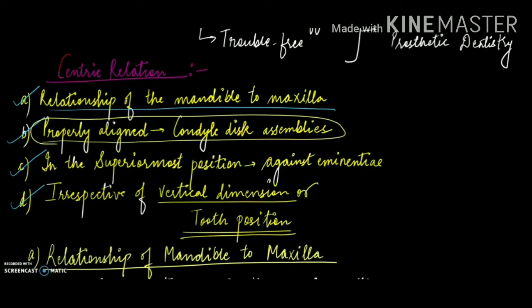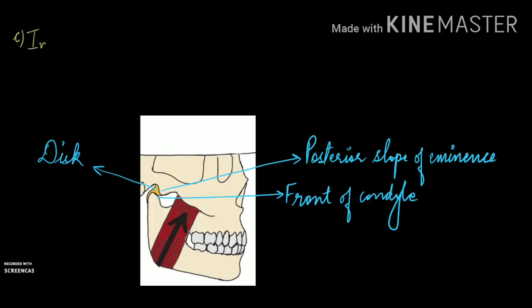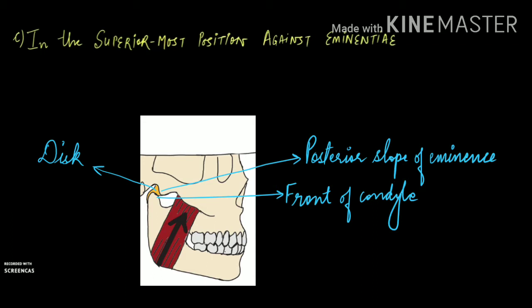The next point is the superior-most position of the condyles against their respective eminentiae. So when the condyles are fully seated, the front part of the condyle, with the disc in between, contacts the posterior slope of their respective eminentiae, as you can see in this picture.